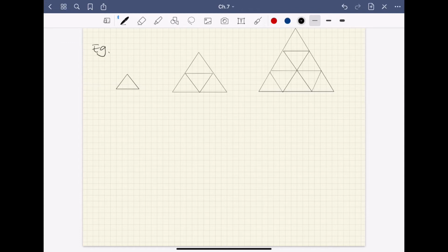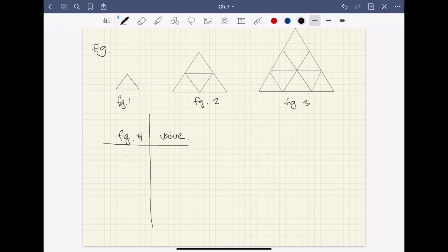If you look at this example, this is figure 1, this is figure 2, this is figure 3. Just like chapter 4, when you guys are working with linear relations, the easiest way to do these types of questions is to make a table of values. So the right is the value, the left is the figure number.